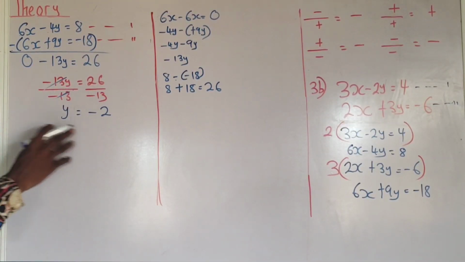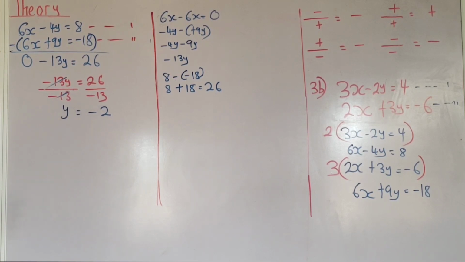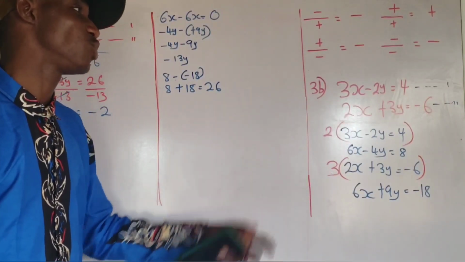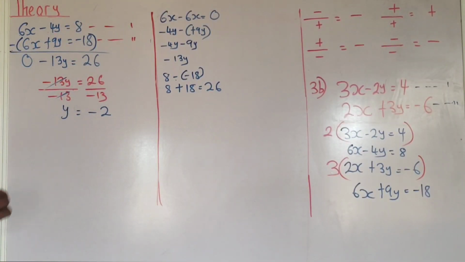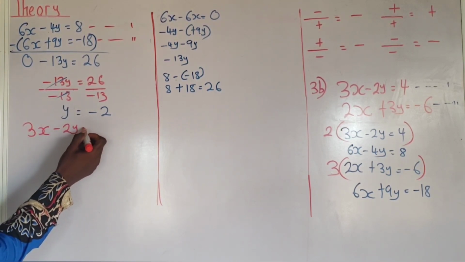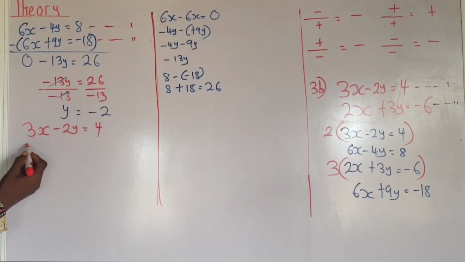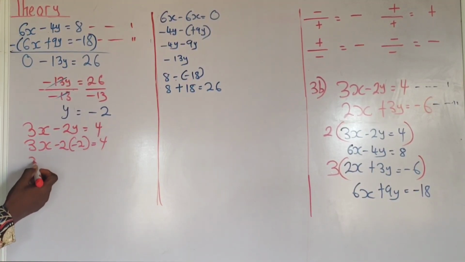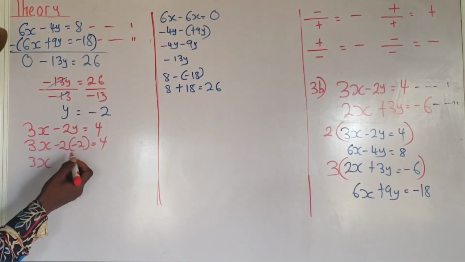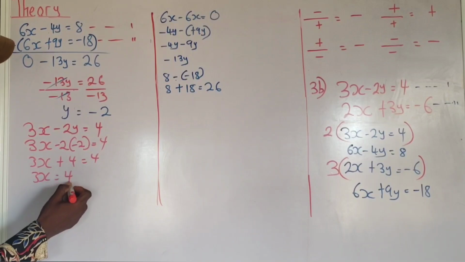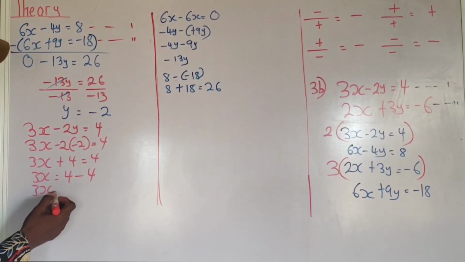Now let us proceed. Since y equals negative 2, we can easily get the value of x by just substituting the value of y into any of the equations. I choose equation 1. Equation 1 is 3x minus 2y equals 4. So when y is minus 2, I'm going to have 3x minus 2 into bracket minus 2 equals 4. 3x minus 2 times minus 2, that is plus 4, equals 4. 3x is equal to 4 minus 4. 3x is equal to 0.